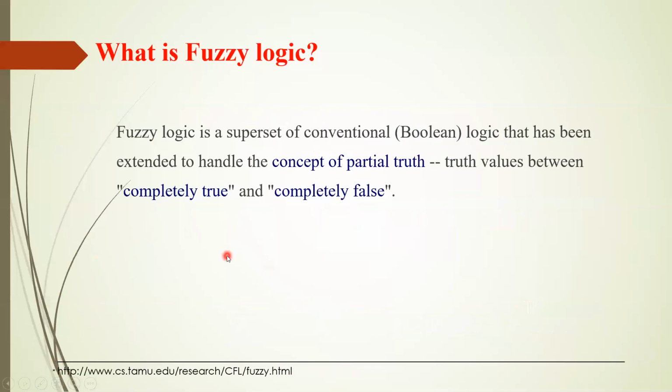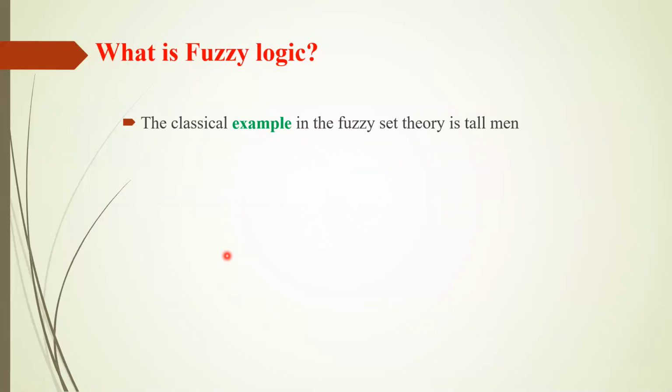So fuzzy logic is a superset of conventional or Boolean logic that has been extended to handle the concept of partial truth, and truth values between completely true and completely false. The classical example in the fuzzy set theory is the tall man. This is another example.